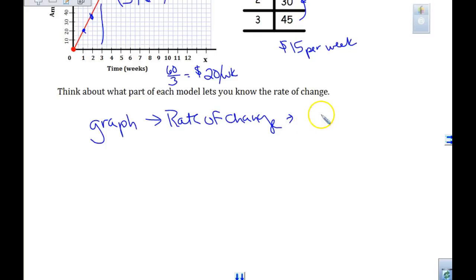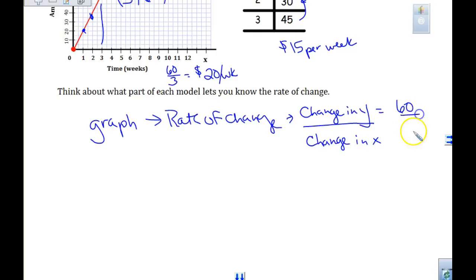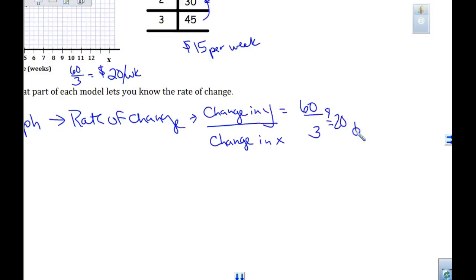What we are going to be looking at is taking the change in Y, which in our case was, we're up to 60 from 0, dividing it by the change in our X. And our X in this case was 3, that's how we got 20. And we had $20 per week.